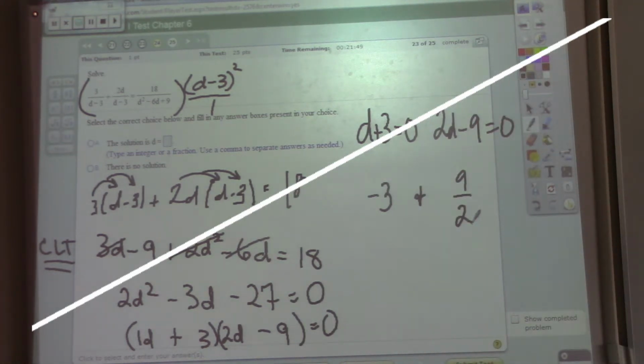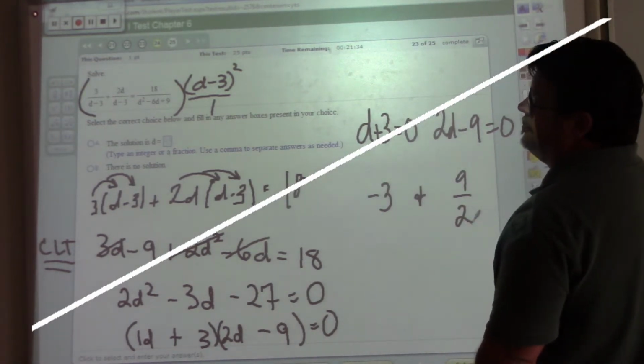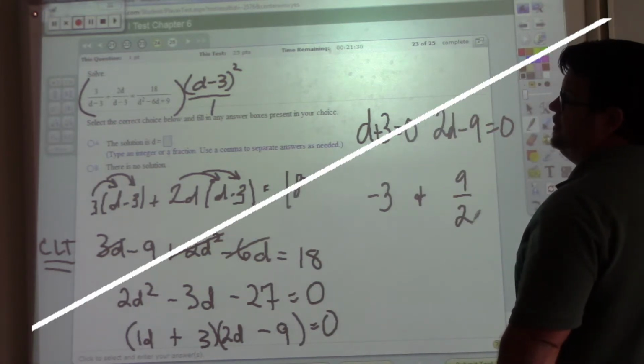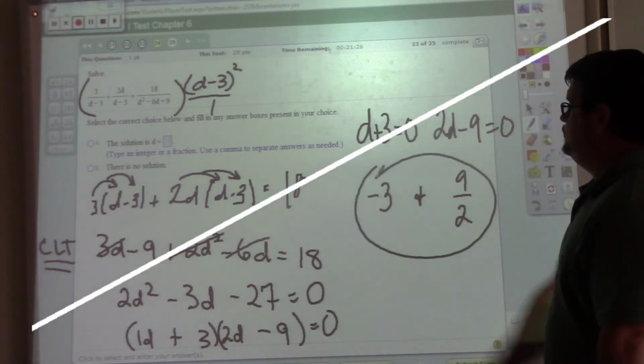Where'd you get D plus 3? I'm sorry, what? Where'd you get D plus 3? Never mind, I got it. You reverse FOIL. Yeah, the 1 threw me off. And is negative 3 possible? Yes. Because positive 3 will give you a 0. So those are your answers.